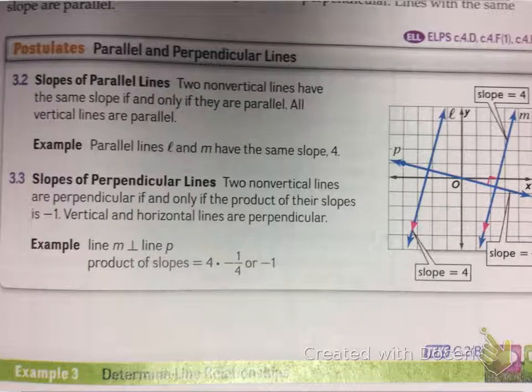Okay, so now we want to make sure that we get these postulates: 3.2, which is the slopes of parallel lines, and 3.3, which is slopes of perpendicular lines. So don't forget, if they have the same slope, they're parallel. If they don't have the same slope, they're not parallel. But if you multiply the two slopes and you get an answer of -1, then that would be perpendicular.